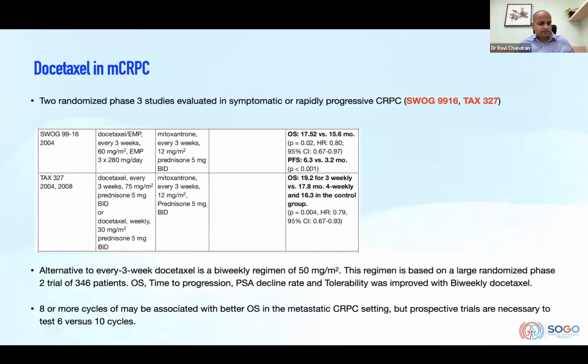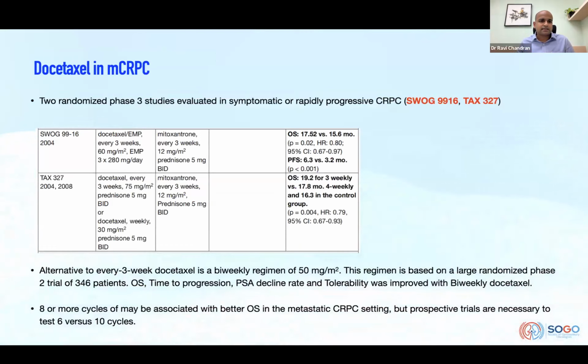To begin with, we'll start with our veteran, that is docetaxel. There were 2 randomized phase 3 trials which were evaluated in symptomatic and/or rapidly progressive CRPC, the SWOG 9916 and TAX327 studies. These 2 studies showed a huge OS benefit. And in these 2 studies, the comparative arm was mitoxantrone, which was a veteran being used before docetaxel.